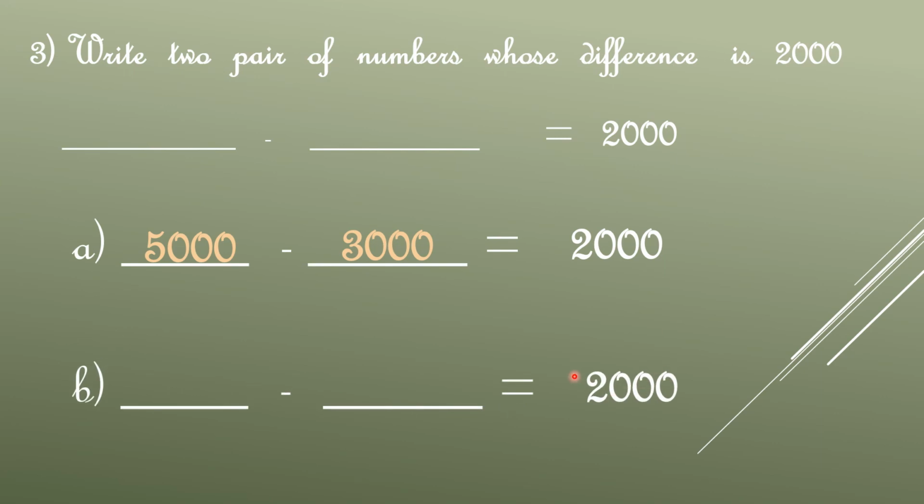Again, as teacher said, there are many. You can take 9 minus 7 is 2, 8 minus 6 is 2, 7 minus 5 is 2, 6 minus 4 is 2. So there are many. So let's choose 9. So I'll begin with 9 minus 7 and then I put the 3 zeros. 9 minus 7 gives me 2 and then I put the 3 zeros.